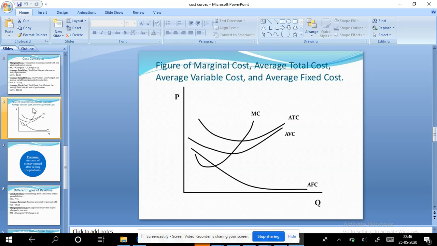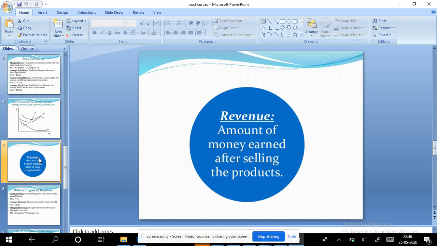This is a graphical representation of marginal cost, average total cost, average variable cost, and average fixed cost. Here we can see that the ATC, AVC, and MC curves are all U-shaped curves, and AFC slopes downwards from left to right. And here we can observe that MC intersects AC where AC is minimum, intersecting it from below.